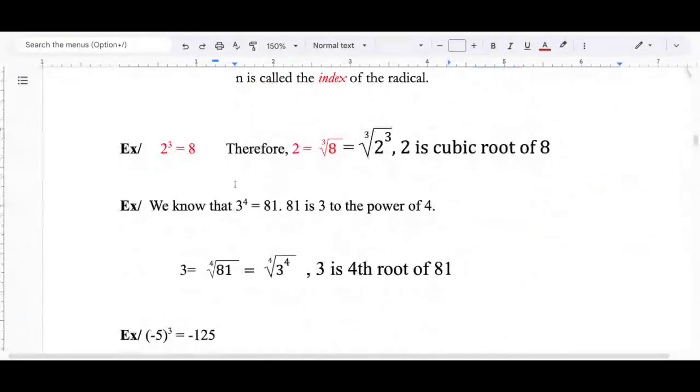Let's see an example. We have 2 raised to 3 equals 8. In another way, we can write this as the cubic root of 8 equals 2. Why? Because 8 is 2 raised to 3. Remember, take the same power and do its root. Cubic root, if it's a square, square and do square root.